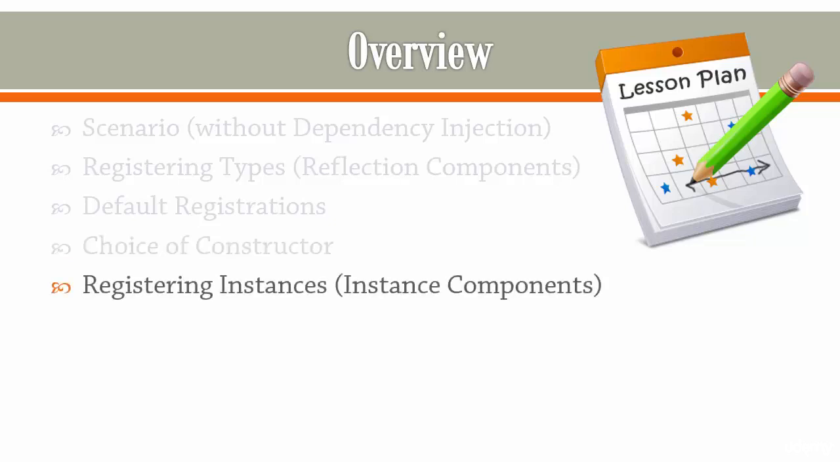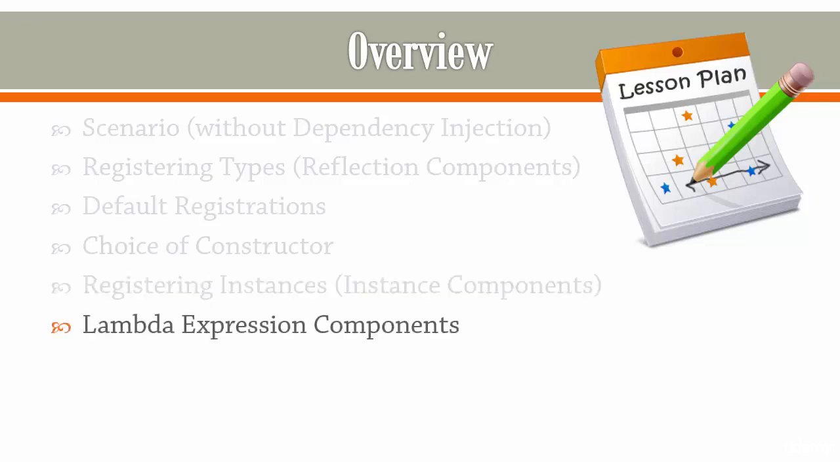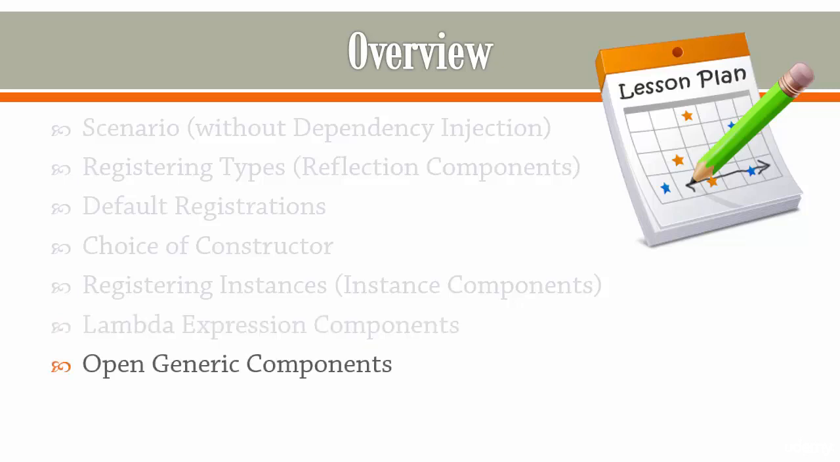Then we're going to take a look at instance components. That is when instead of getting the dependency injection framework to actually inject components, you have predefined components of your own that you want to inject. This is also possible. We'll take a look at Lambda expression components, which provide the maximum flexibility in terms of initializing the dependencies. And finally, we'll take a look at something of a niche subject, the idea of open generic components, which you might also encounter in your exploitation of the dependency injection frameworks.